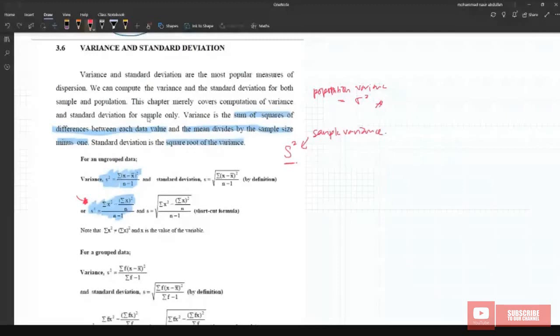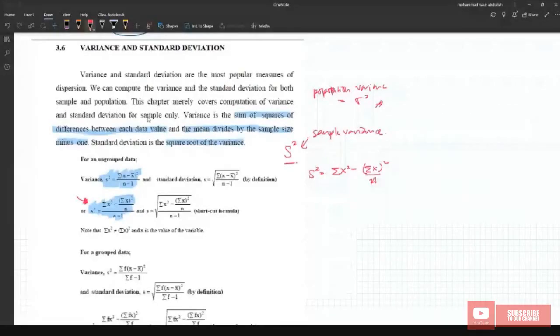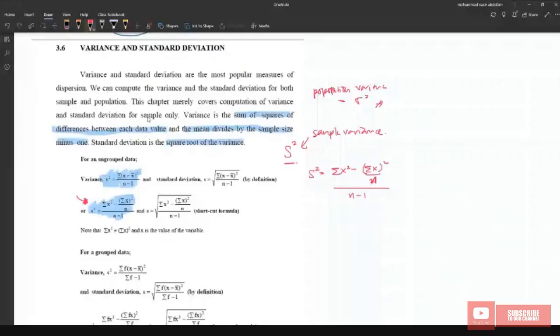S squared is equal to summation of x squared minus summation of x, all squared, divided by n, and everything divided by n minus 1, right? So this is the formula for calculating sample variance for ungrouped data. This is for ungrouped data. For standard deviation, we just take the square root of variance. So we will get the standard deviation.